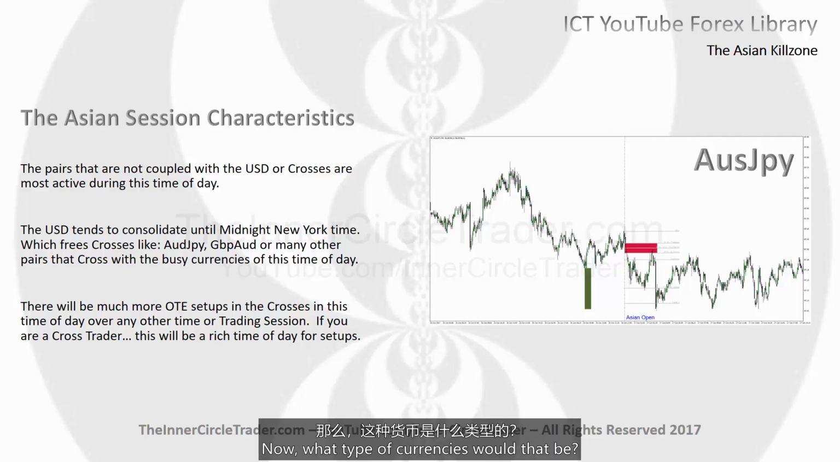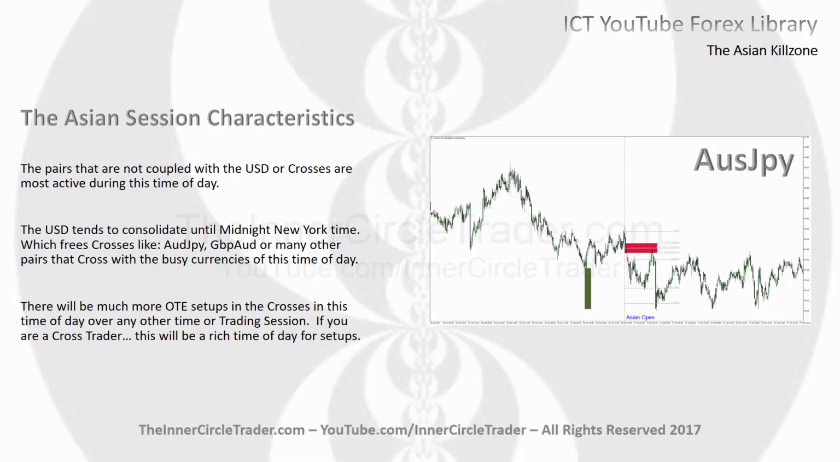Now, what type of currencies would that be? Well, like we can do a pound Swiss. Those types of pairs, to me, are exotics. I don't trade them. I tend to stay away from them. And that's the other reason why I don't like to trade the Asian session as well.